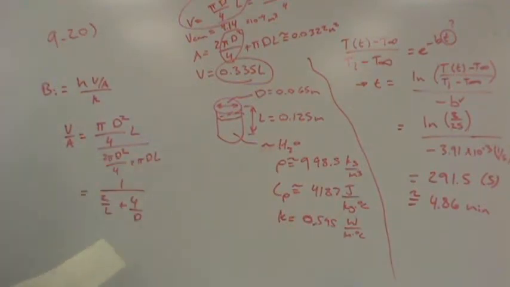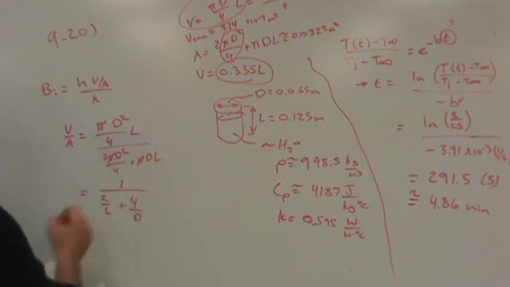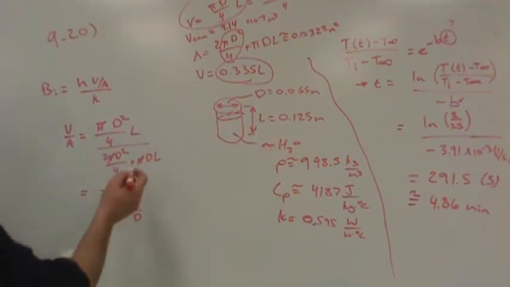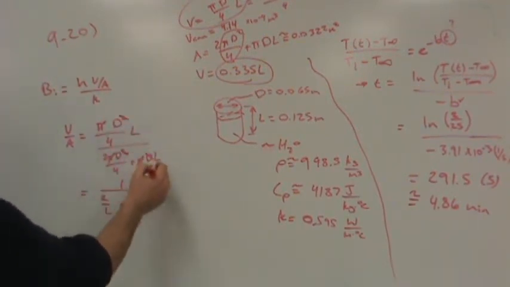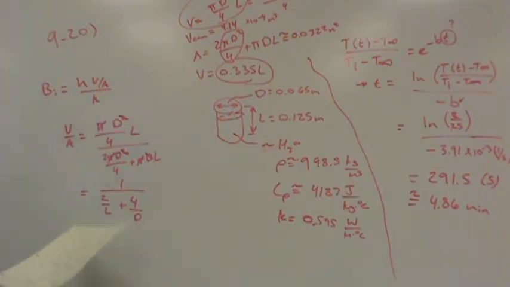I'd like for you to try that. I know a lot of our students are good at algebra and a lot of our students are not good at algebra. So this would be an excellent practice for you. Notice quickly that the pi easily goes away, and at least one of the diameters go away. And so this is not too difficult to get to.